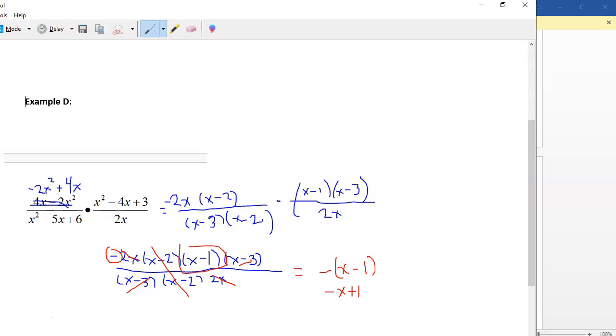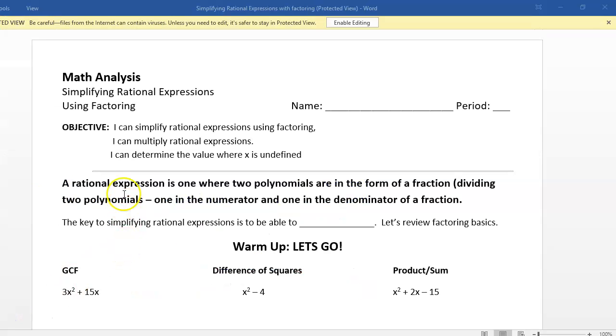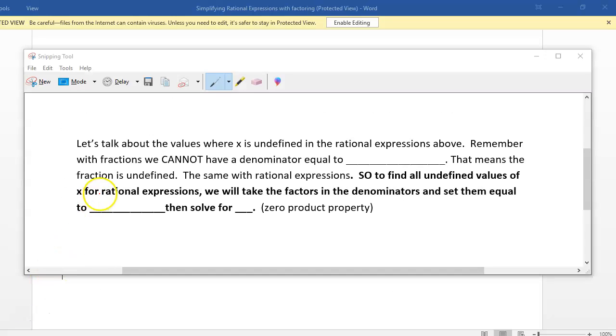Now, let's look back at our affirmation statements and see what else we have to learn. The last thing that we want to focus on is we want to tell ourselves that we're able to determine the value where x is undefined in a rational expression. Okay, so let's look back at the bottom of the paper and let's talk about the values when x is undefined.